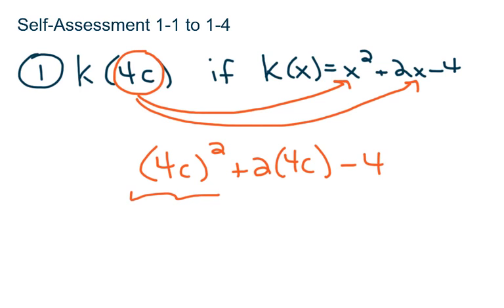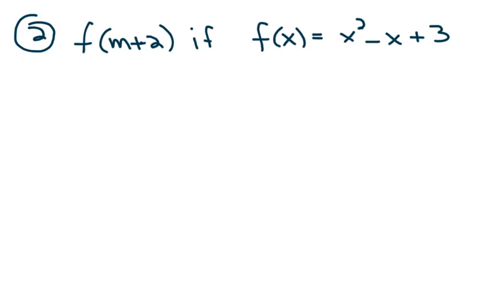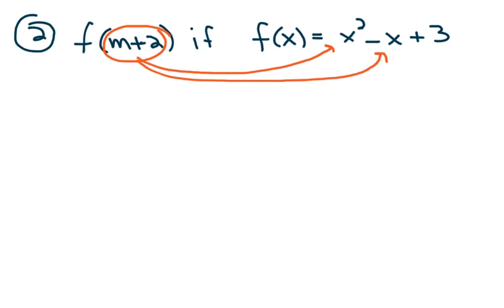So 4c squared is 16c squared. 2 times 4c is 8c. And there's where 16c squared plus 8c minus 4 came from. This one's a little bit harder because you're plugging in m plus 2 in place of both of those x's. So you get m plus 2 squared minus m plus 2 plus 3.